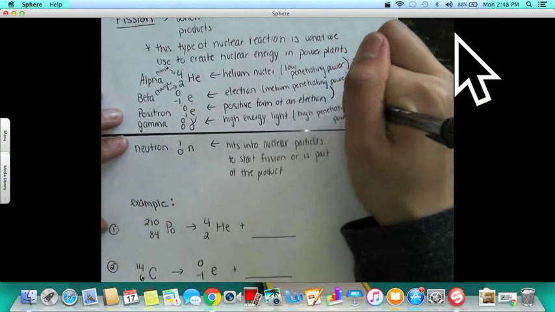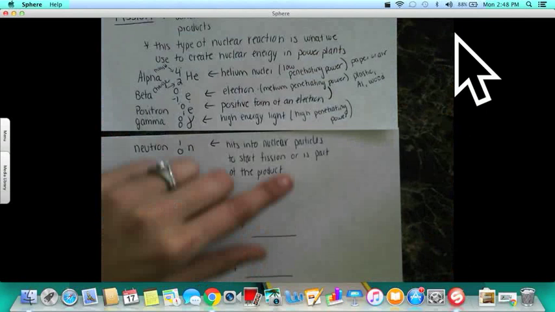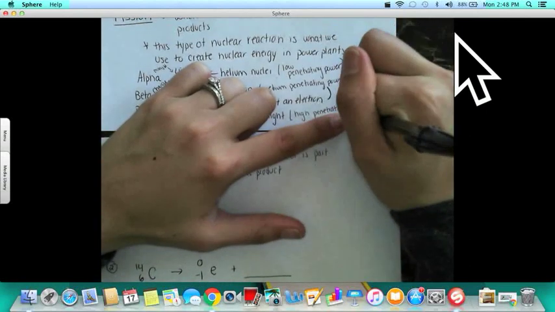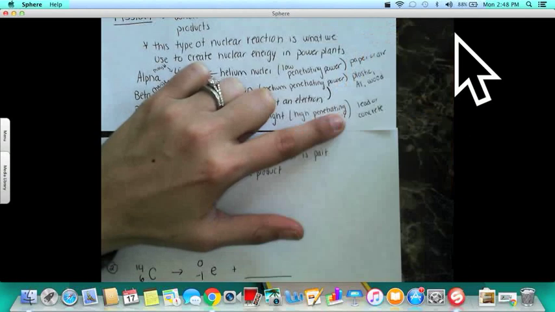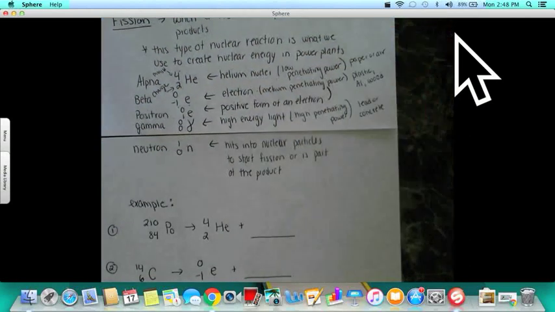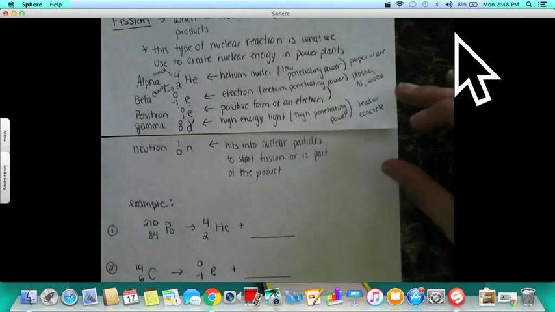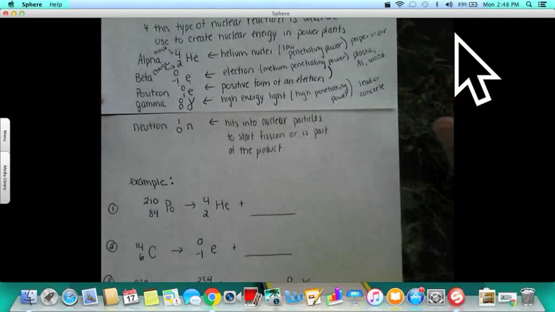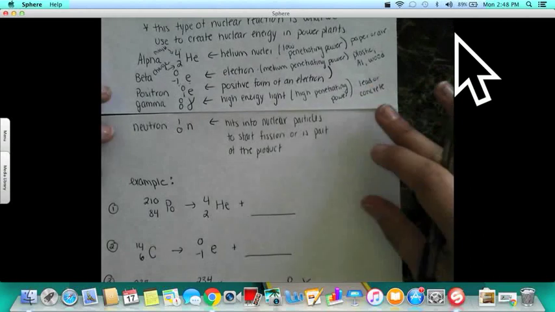And so we need something a little bit stronger to protect ourselves from it. And so this is going to be lead or concrete, that our gamma particles will not be able to get through. And like I said, a neutron isn't really a nuclear particle, so we don't have to worry about that for the neutron. These things you do need to memorize.